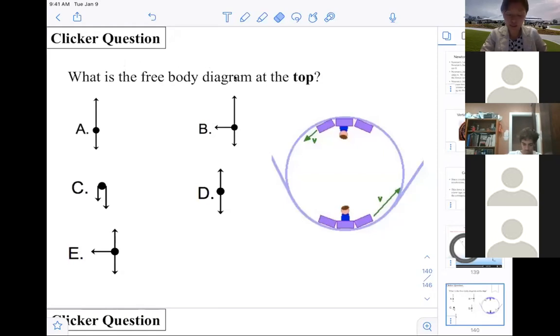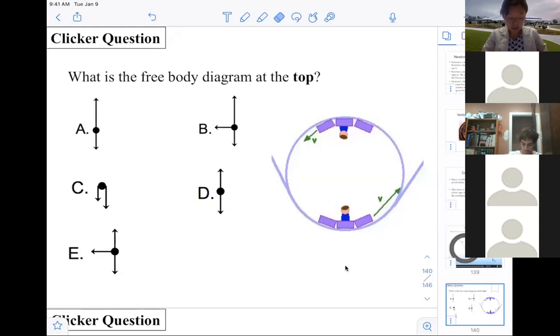All right, 10 more seconds. Let's wrap up our voting. 10 more seconds. All right, any last minute vote? Let's go ahead and take a look. I'm gonna close this.